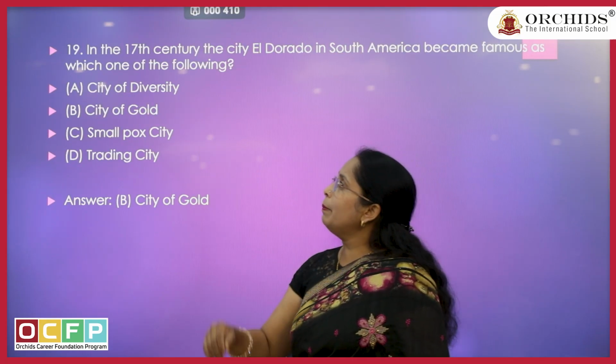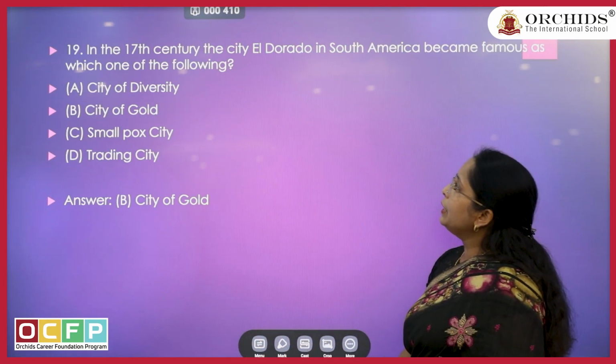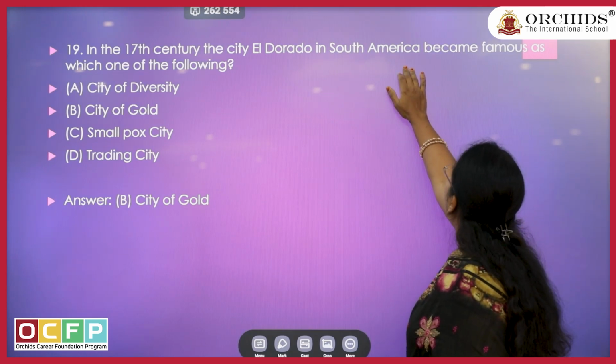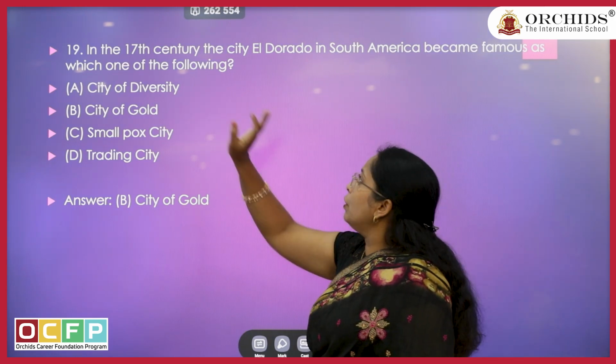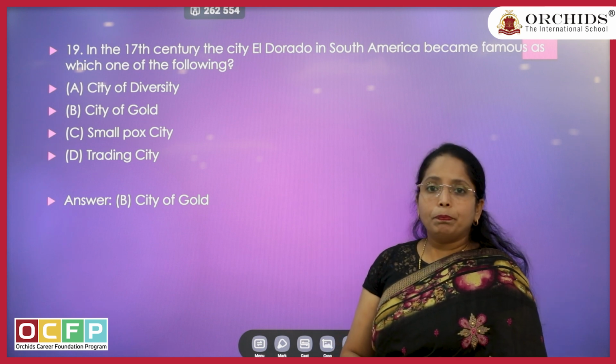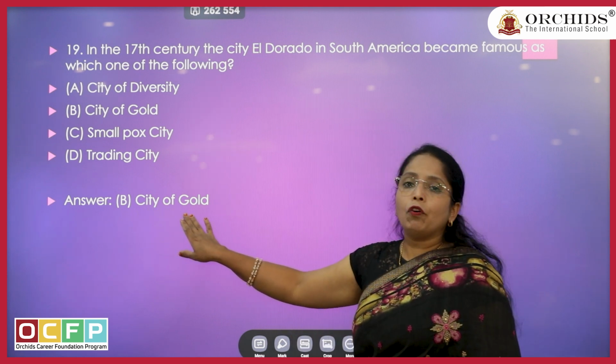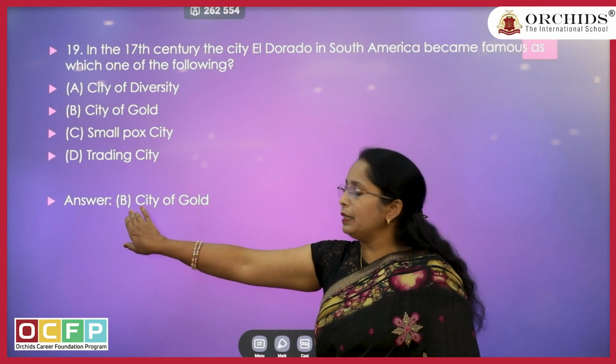Okay, question number 19. In the 17th century, the city El Dorado in South America became famous as which of the following? You people are aware about it? This city was popular as the City of Gold. The correct option is City of Gold.